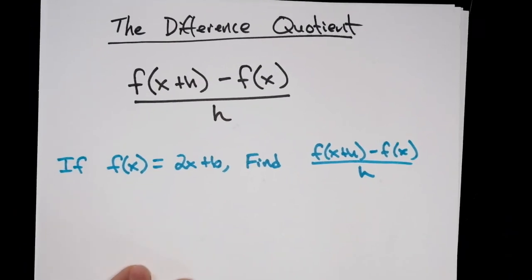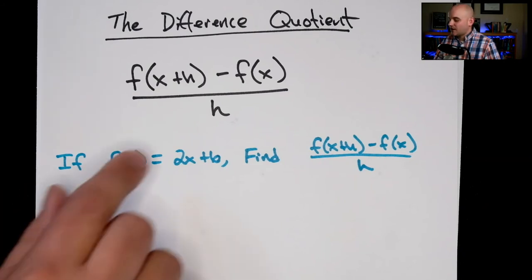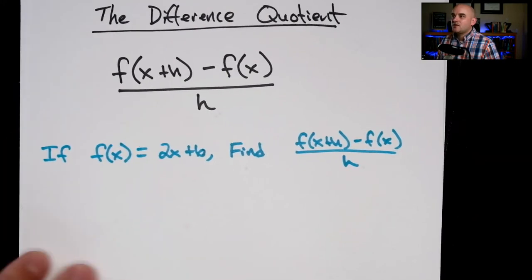So this is the difference quotient. It says the f of x plus h minus the f of x, divided by h. And this has some very important implications in calculus. So you'll see this probably one of the first lessons you take in calculus will be using the difference quotient to do something, okay?